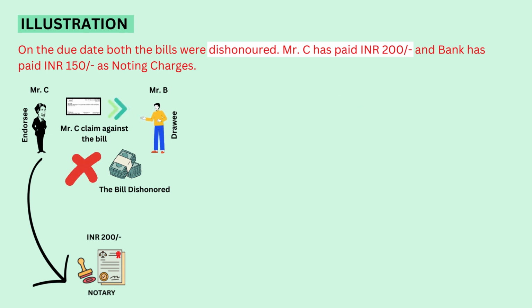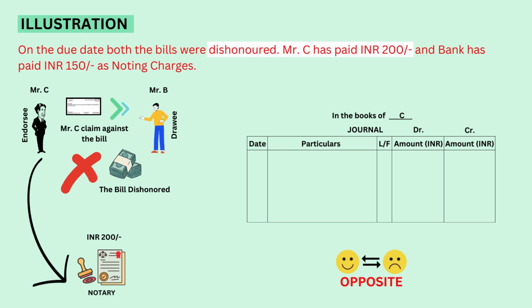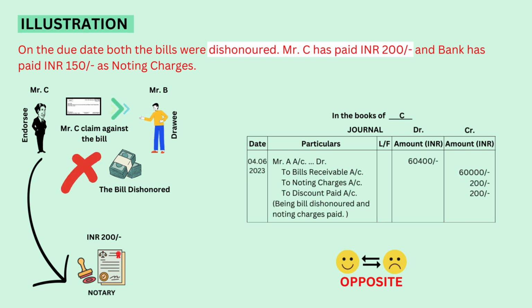In the books of Mr. C, just opposite to the earlier entry, Mr. A account debit 60,400, 60,000 for bill value plus 200 for discount plus 200 for noting charge. To bills receivable account 60,000, to noting charges account 200, which he has already paid. Now he will claim it from Mr. A. To discount paid account 200, which was given by Mr. C to Mr. A, but after dishonor of bill, it is immaterial.